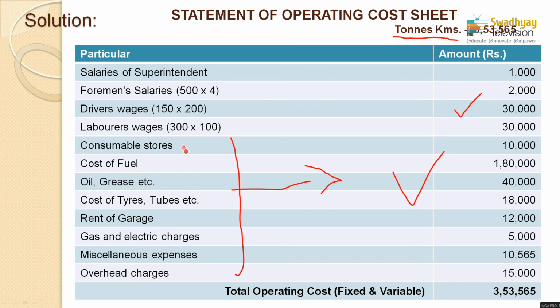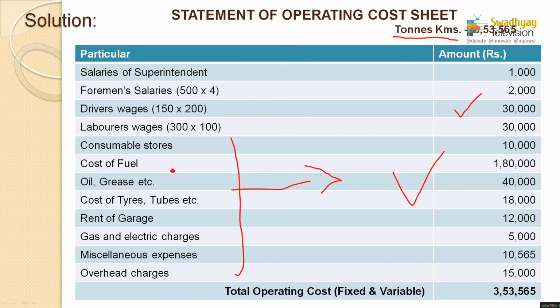And as you see in the comparison between the last problem and this problem, you can easily identify it. In the last problem we wrote expenditures separately, fixed and variable. Here we did not do it. If you want to do it, you can do it, where the salary of the superintendent is a fixed expense, foreman salary is a fixed expense, driver's wages are also a fixed expense, laborers' wages are also a fixed expense. Why is it fixed? Because here it is not given per trip, per day, per hour, like that, and that's why it's considered a fixed expense. Consumable stores, fixed expense.